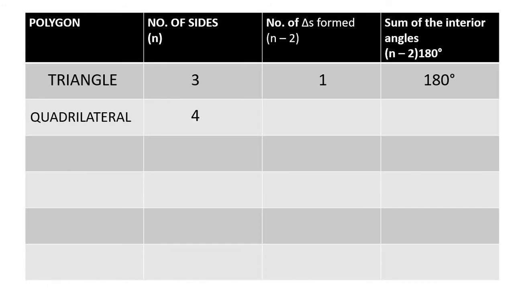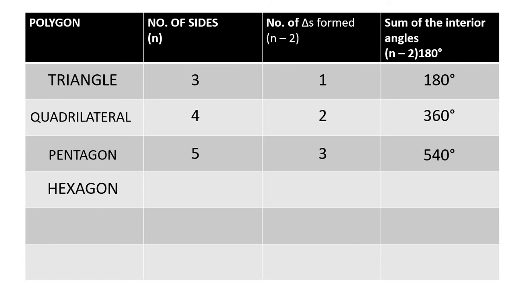For the quadrilateral, of course, we have 4 sides. How many triangles formed? We have already illustrated it, which is equal to 2. And the sum of the interior angles is equal to 360 degrees, just 2 times 180 degrees. For the pentagon, it has 5 sides. 3 triangles can be formed in a pentagon. And 540 degrees is the sum of the interior angles of a pentagon.